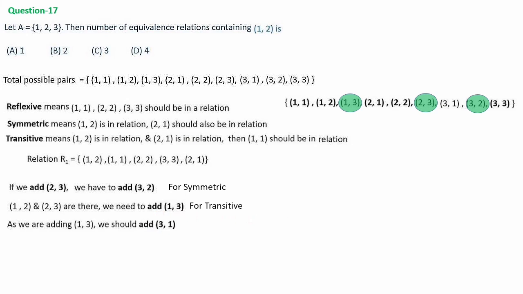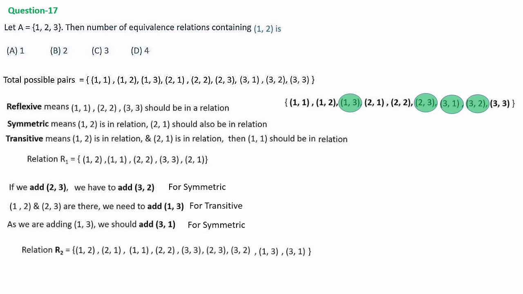The next is, as we are adding (1, 3), we have only one element left, that is (3, 1). We didn't take it so far. If you take (3, 1), then it will be symmetric as well. Since (1, 3) is included, (3, 1) also must be there, then only the relation will be symmetric again.